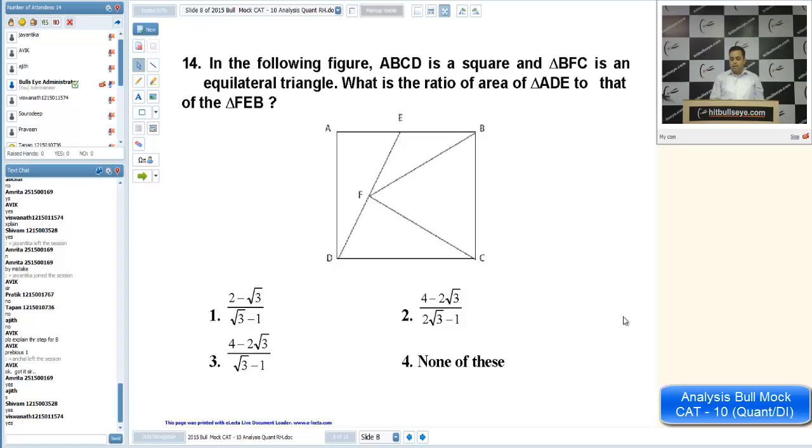Now to find the ratio, the side of the square must have been given. But since the side is not given, I can take any value as the side, because we only have to find the ratio. So for my convenience, I am taking the side as, let us say, 2. The side of the square is equal to 2.